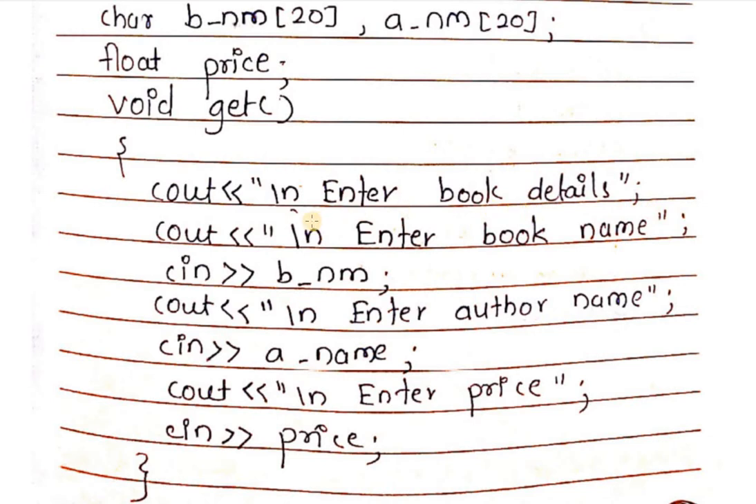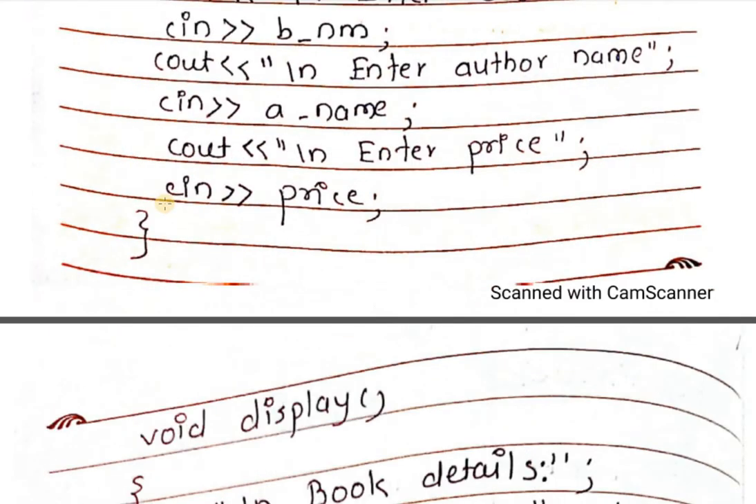For example, here by using an output statement, that is a cout statement, the message will display "enter book details." Then one by one book details are entered. Enter book name. Then by using an input statement, the book name is entered. Again we are entering the author name and price. Okay, this way we are getting the details of the book.